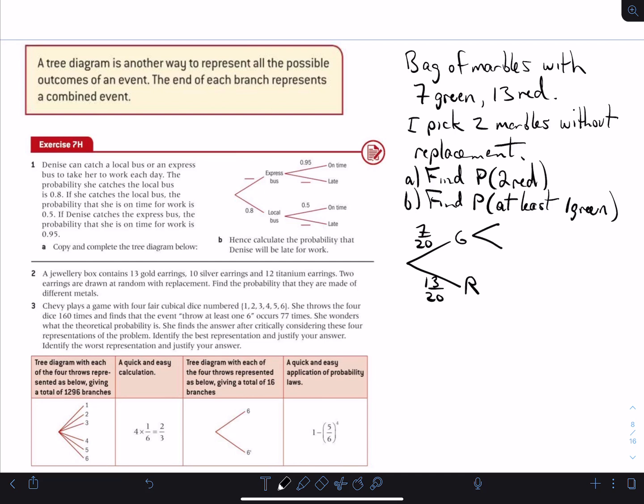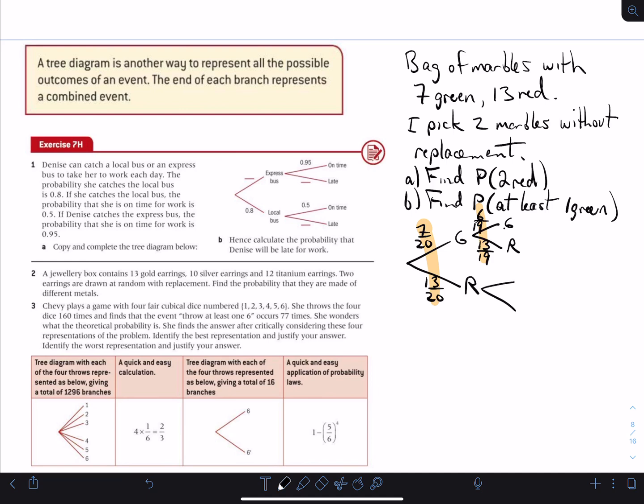Now, if you pick the green one, you will again have a chance of getting a green one or a red one. The probability of you getting a green one, though, in this case, has changed to 6 out of 19 because there's only 19 balls left and there's only 6 green ones. There are 13 red ones left, but only 19 left in total. These splits, by the way, have got to add up to 1. Otherwise, you're doing it wrong.